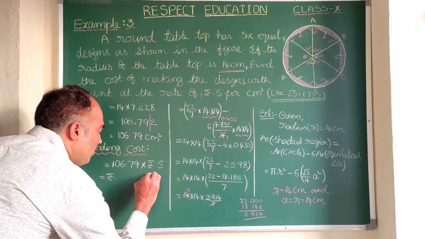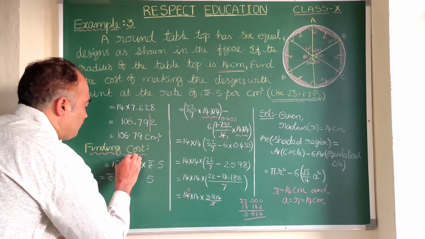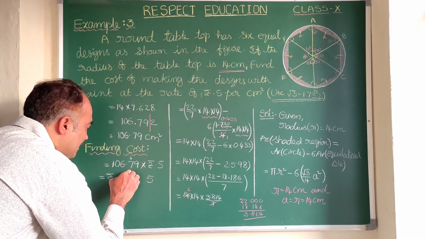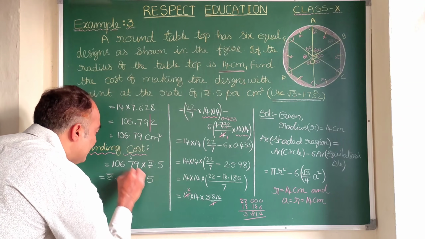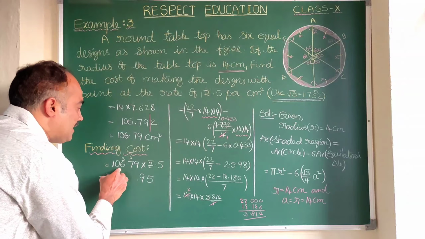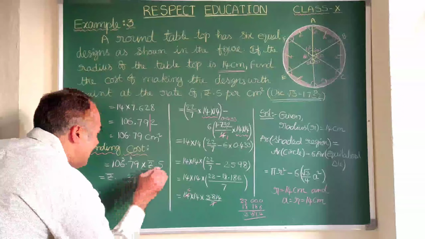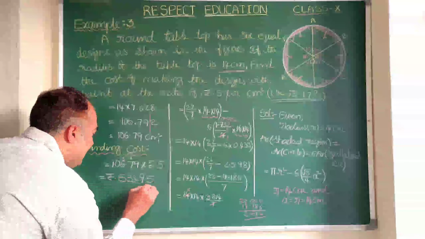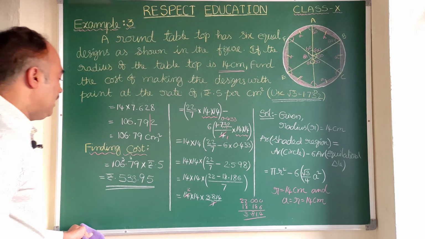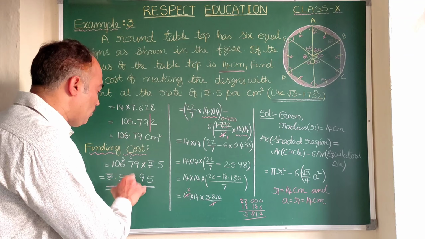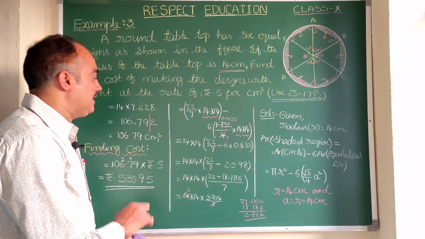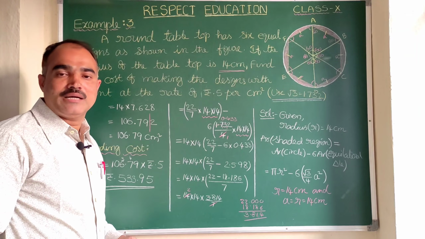5 9s are 45. Here 5, 4 is there, 4 is carry forward. 5 7s are 35 plus 4, 39. Here 3 is there. 5 6s are 30 plus 3, 33. As the next number is 0, we can write 33 as it is. And 5 1s are 5. So here the final answer is 533 rupees 95 paise. With this, example 3 gets completed.